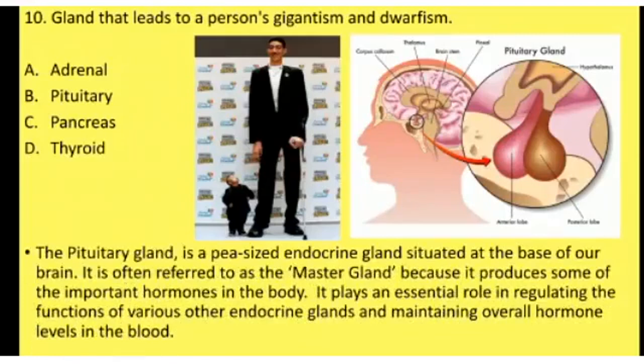It's the pituitary gland. It is a pea-sized endocrine gland situated at the base of our brain. It is often referred to as the master gland because it produces some of the most important hormones in the body. It plays an essential role in regulating the functions of various other endocrine glands and maintaining overall hormone levels in the blood. Hyposecretion of the growth hormone during childhood leads to pituitary dwarfism, so the maximum height of a person could be 4 feet. The hypersecretion of the growth hormone during childhood leads to gigantism, so the person could be 8 to 9 feet tall.